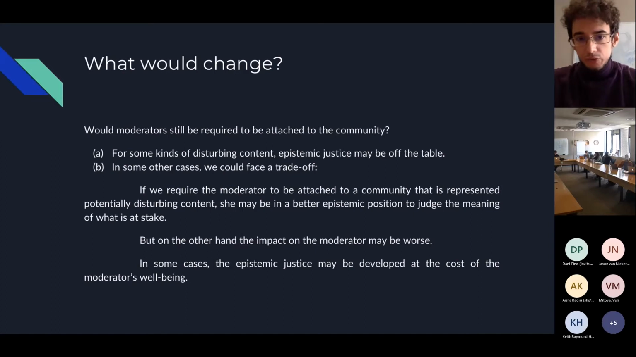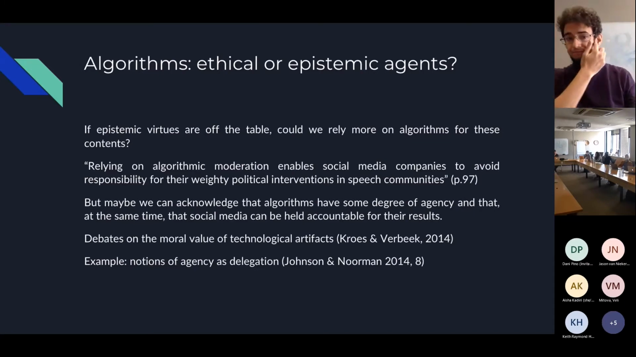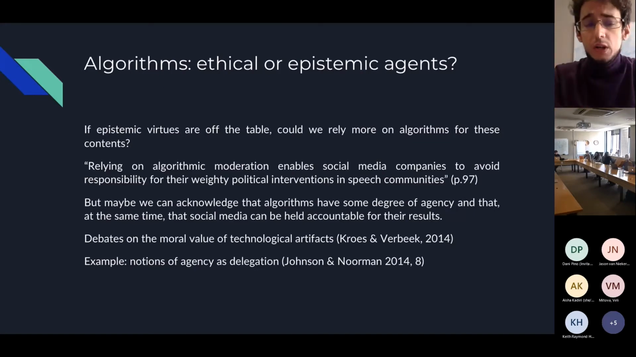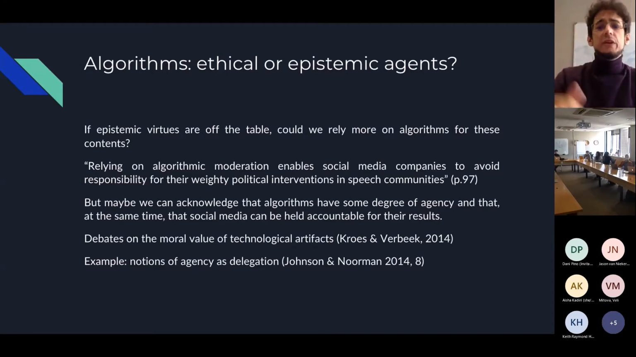And I had some minor comments to go further on that, but I just want to make the last point. So this could lead us to believe that if in some cases epistemic virtue can be off the table, maybe we could make a stronger case for algorithms. And I just wanted to mention that one of the main problems underlined by Karen in the proposal for algorithmic moderation would be that it would help companies to avoid responsibility, saying it was the algorithm that says this or that, so we play no role in this.